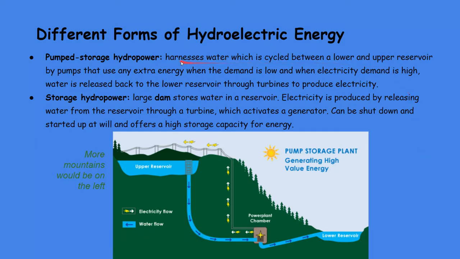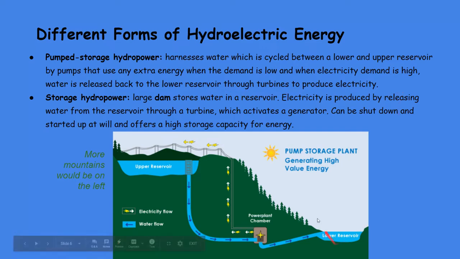Another example of hydroelectric energy is pumped storage hydropower. Pumped storage hydropower uses a pump. It harnesses water, which is cycled between a lower and upper reservoir by pumps that use any extra energy when the demand is low. When the demand for electricity is high, the water is released back into the lower reservoir through turbines to produce electricity.